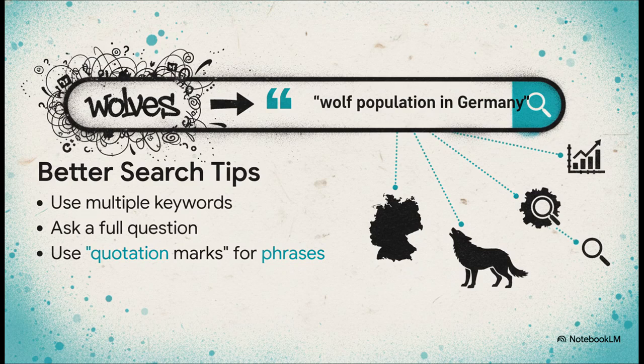So, what's the solution? Well, it's methodical searching. Students are taught specific techniques to narrow their results down. So instead of just typing in wolves, they learn to search for what do wolves eat, or to put phrases like wolf population in Germany in quotation marks. It's really the difference between wandering around lost and actually following a map.